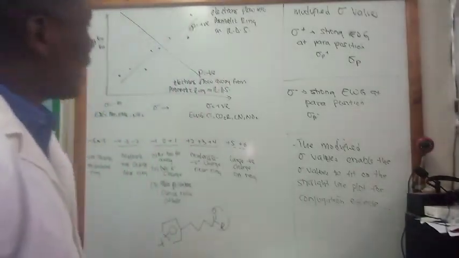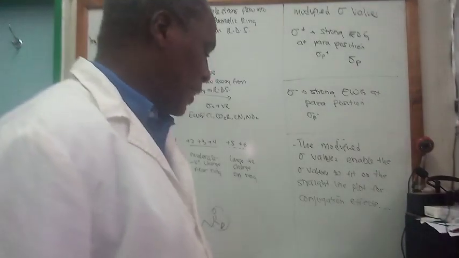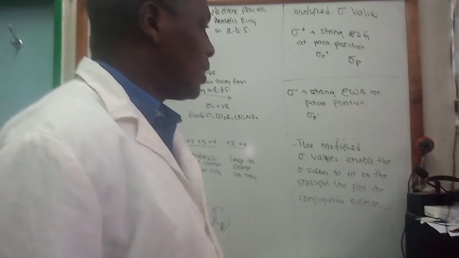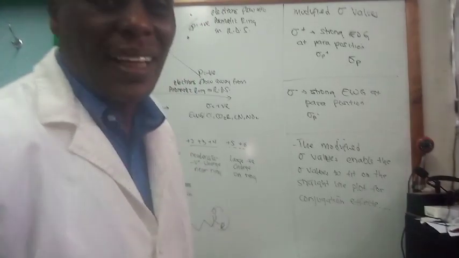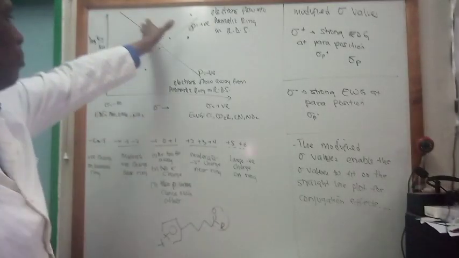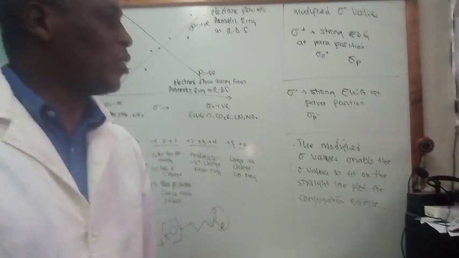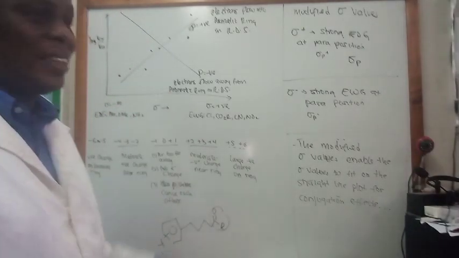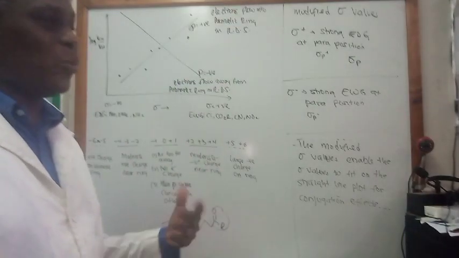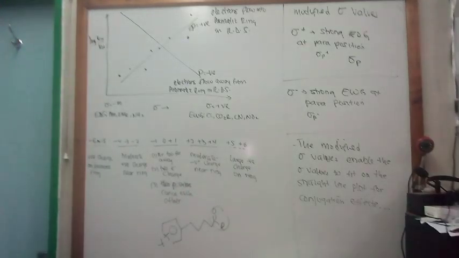So I think that's as much as I'll talk about these sigma values, and the next thing I'll talk about will be the nonlinear Hammett plots. The ones that you've been seeing have been straight lines, but there are some plots which are not linear. They appear like a U. We are going to see what information you can get from those nonlinear Hammett plots.